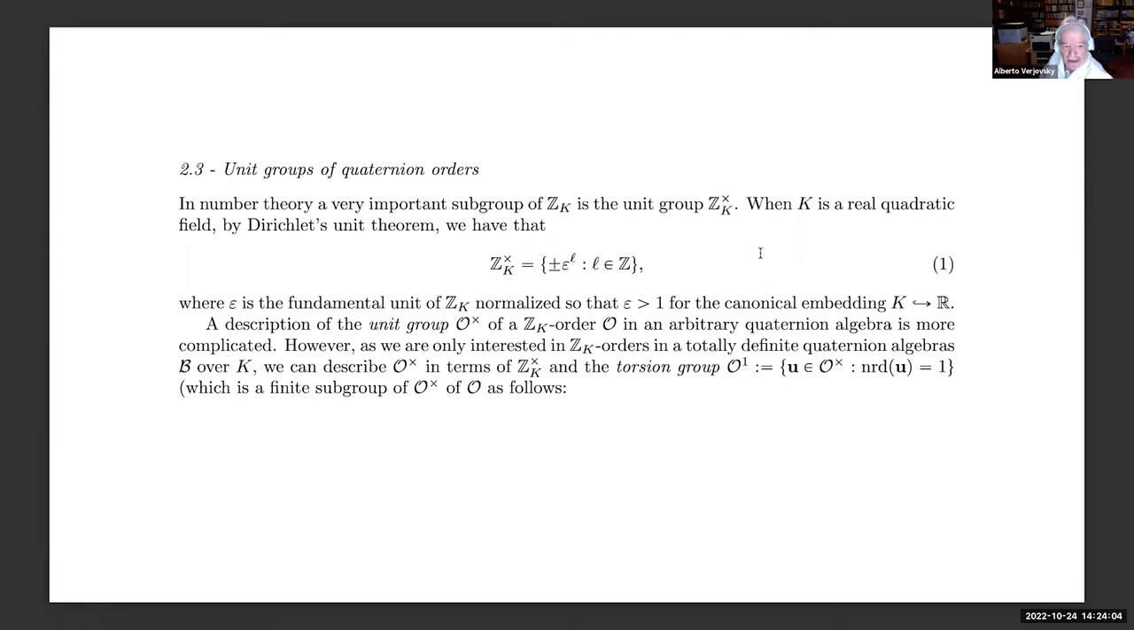However, for other quaternion algebras it's much more complicated. In particular, it can have torsion, whereas for the real quadratic field, there's no torsion.